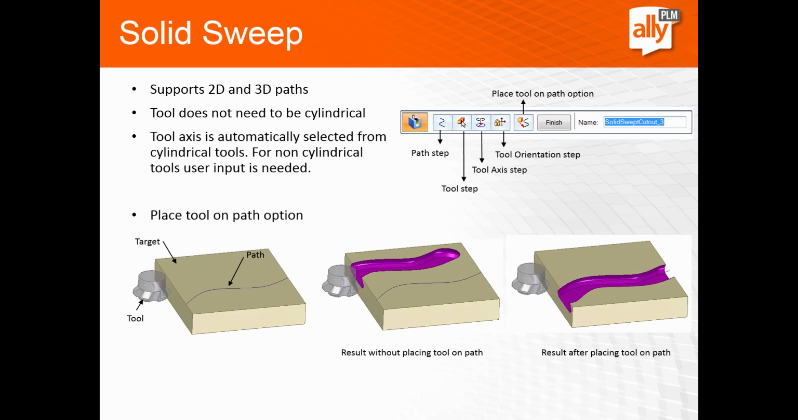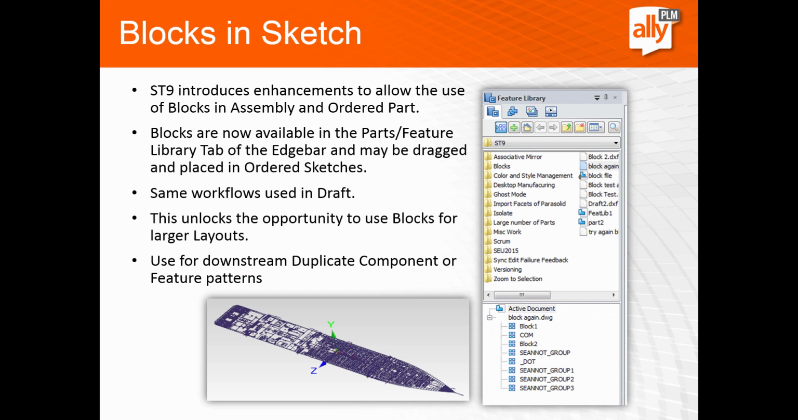You also have the option if you want to place that tool on your path sketch or not. So you can see in my pictures down below there, if we don't have the tool on the path, it'll just follow the orientation of the path, but where the tool is actually located. If you turn the option on though, the tool will be moved over to where the path is and do the cutout over there. So some cool options with the new solid sweep command. I'll show you a little bit about that in just a minute.